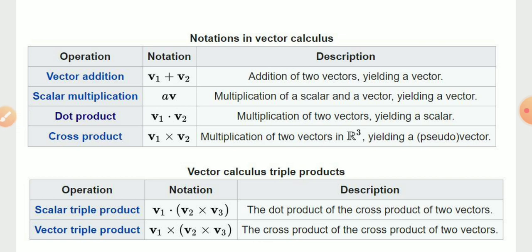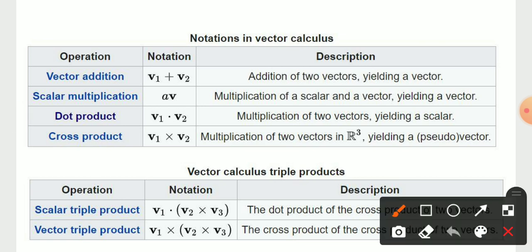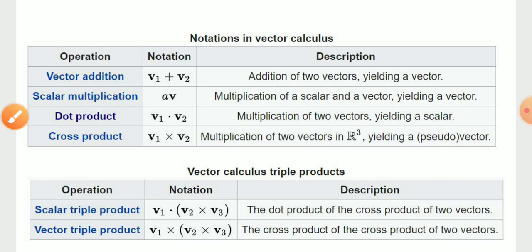Now for the triple cross product case, this is defined as a vector term, because initially when you take v2 and v3 as a cross product, it will be a vector term, and that vector term is again crossed with v1, so ultimately the result will also be a vector term.